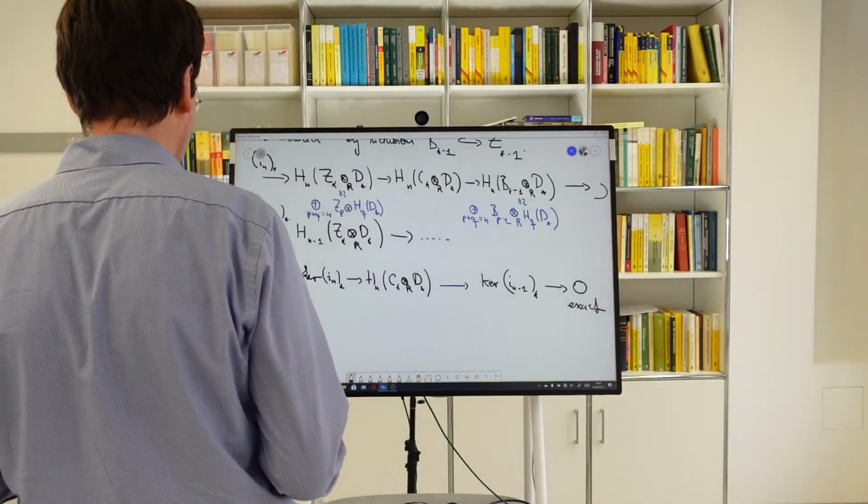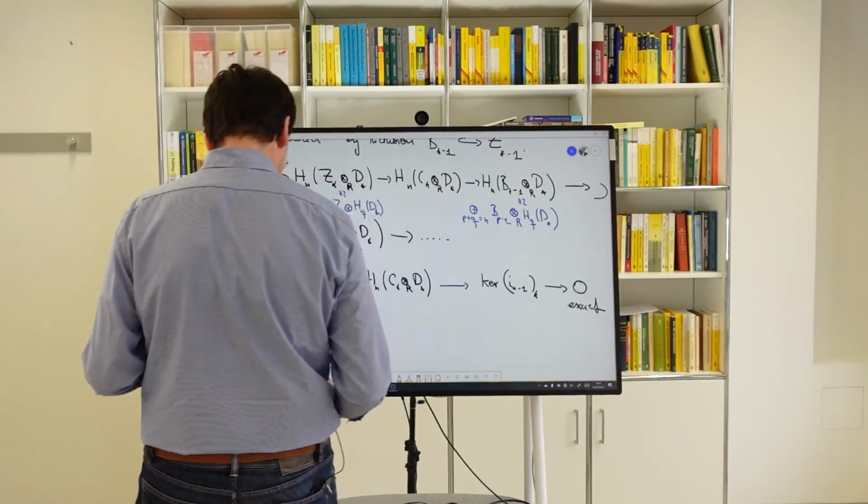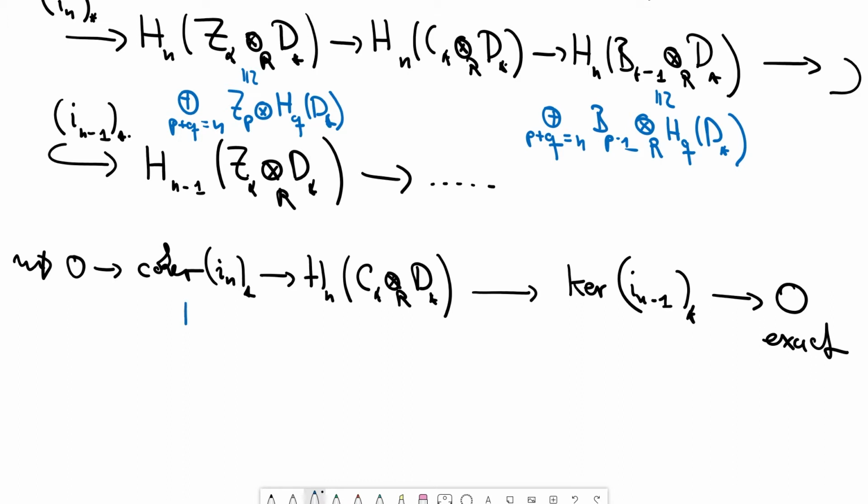Let's start with the left-hand side, with the co-kernel, and claiming that this is isomorphic to what we want.